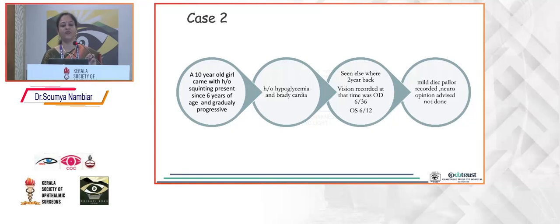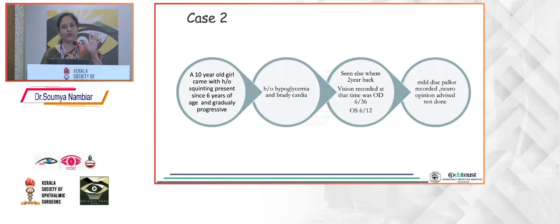This is case 2, a 10-year-old child with a history of squinting present since 6 years of age and gradually progressing. The parents gave a history of hypoglycemia and bradycardia in childhood, and she was seen elsewhere 2 years back. Vision recorded at that time in the right eye was 6/36, in the left eye it was 6/12. Mild dysplasia was recorded in the previous report. A neuro opinion was advised.